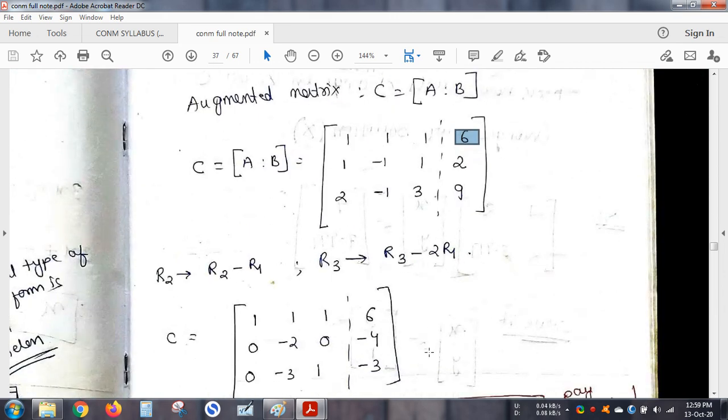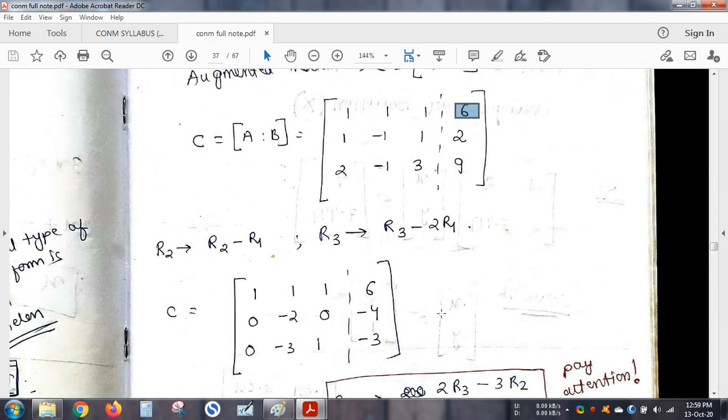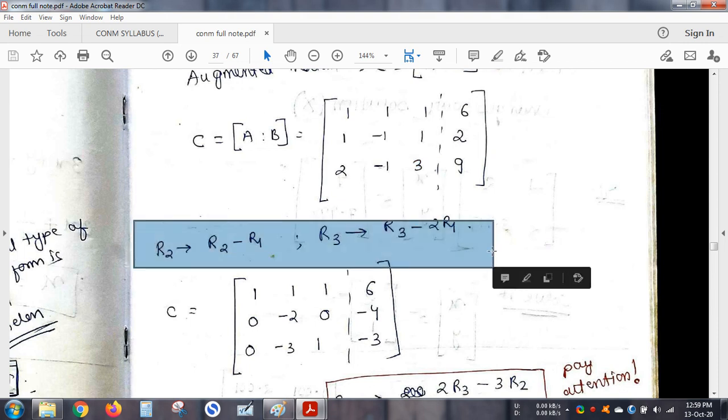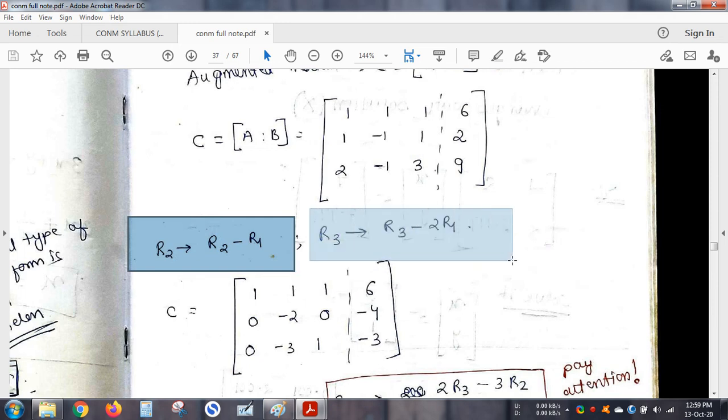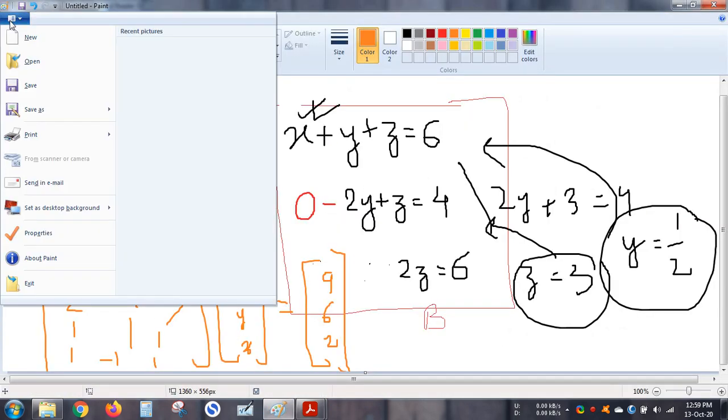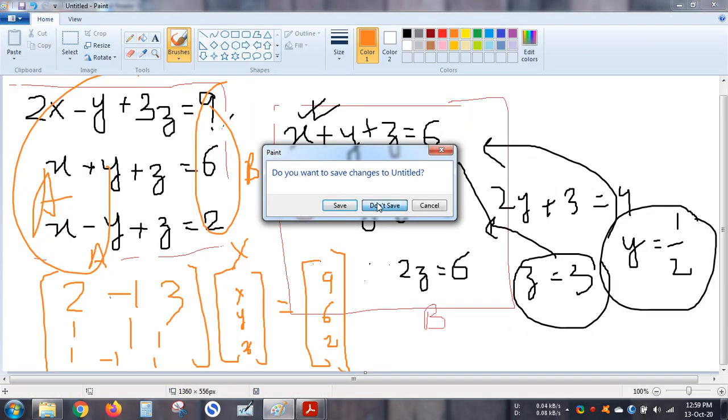Now what is your target? Your target will be to make this 0, this 0 and this 0. If I can do so, then I can easily find out my z. How to do so? The very old row elimination method. As you can see over here, I have applied both the steps together, but in the initial phase always do one at a time. So first we will do this, then we will do this. Let me do it for you, and then you will understand.